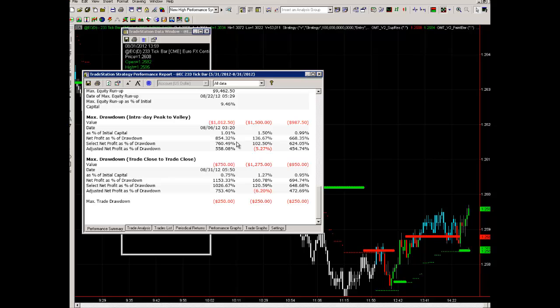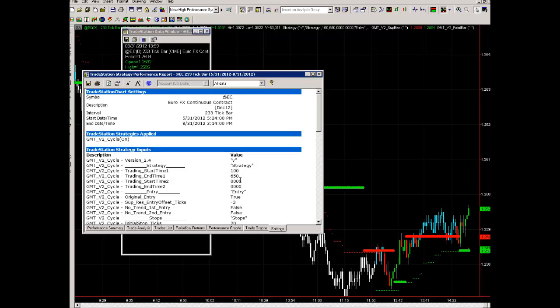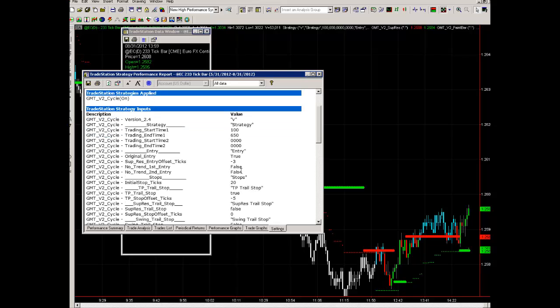The other good thing about the Euro is that it gives us lots of opportunity. We want a system that's trading with high frequency, good turnover in the account. That's exactly what we're after. So it might be a great one. Let's just have a quick look at when it's trading as far as its settings. It's trading the Euro session 1 to 650, and it's trading based on the original entry.